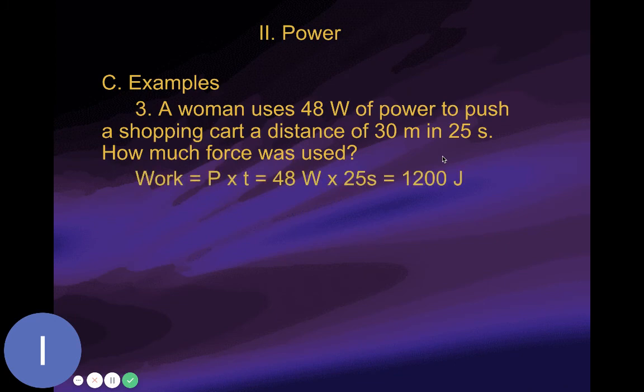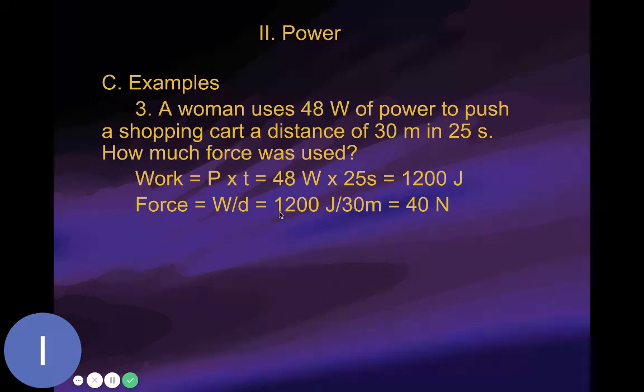What we need to do first is figure out how much work was done. We can use the power equation to solve for work. So we're going to rearrange that triangle, or use the power triangle here, and say that work is equal to power multiplied by time. So we take 48 watts, which was the power, multiply that by the time of 25 seconds, which comes out to 1200 joules. So now we know how much work was done.